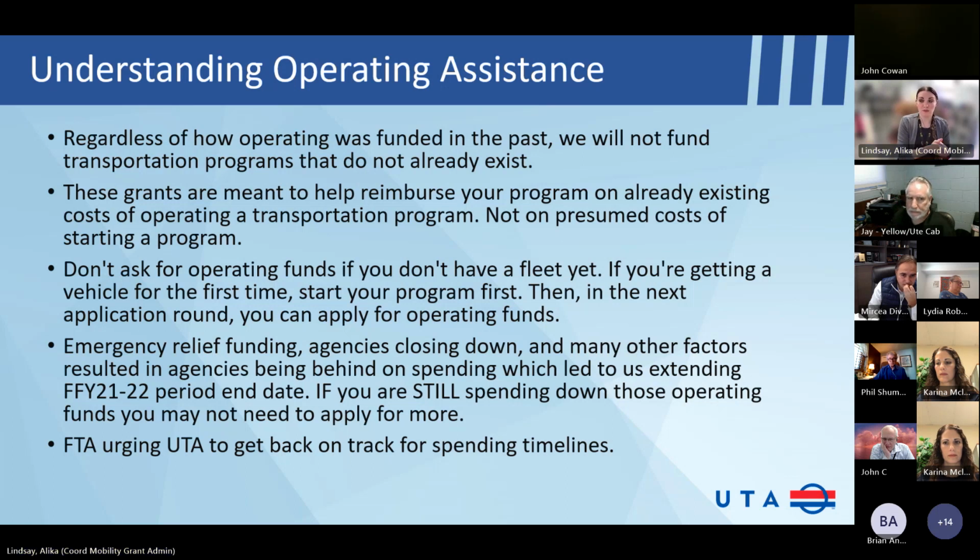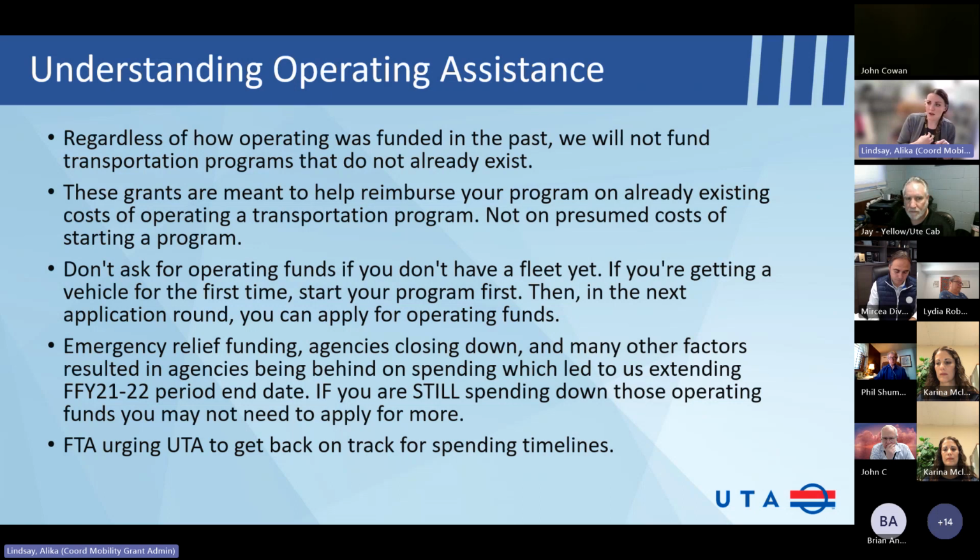Because if you're asking for funding to help you with operating assistance, but you're not currently running a transportation program, you can't have incurred those costs and be ready to ask for reimbursement. Does that make sense? So if you don't have a fleet yet and you don't have 5310 vehicles and you're asking for vehicles in this grant, you can't also ask for operating assistance because you don't have that vehicle yet. You're not running the transportation program and you don't have drivers yet.